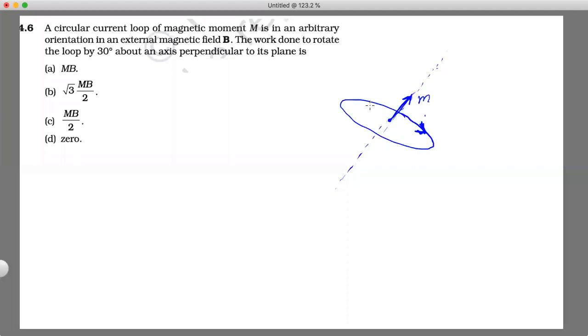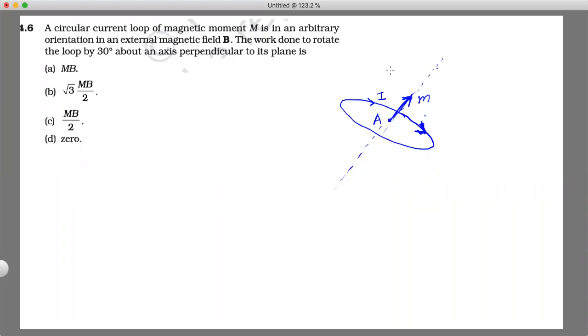See, there is a current I and there is an area A. Fine. And there is a magnetic moment. Once we have a magnetic moment, actually we don't have to worry about I and A, because magnetic moment can be used to determine everything.